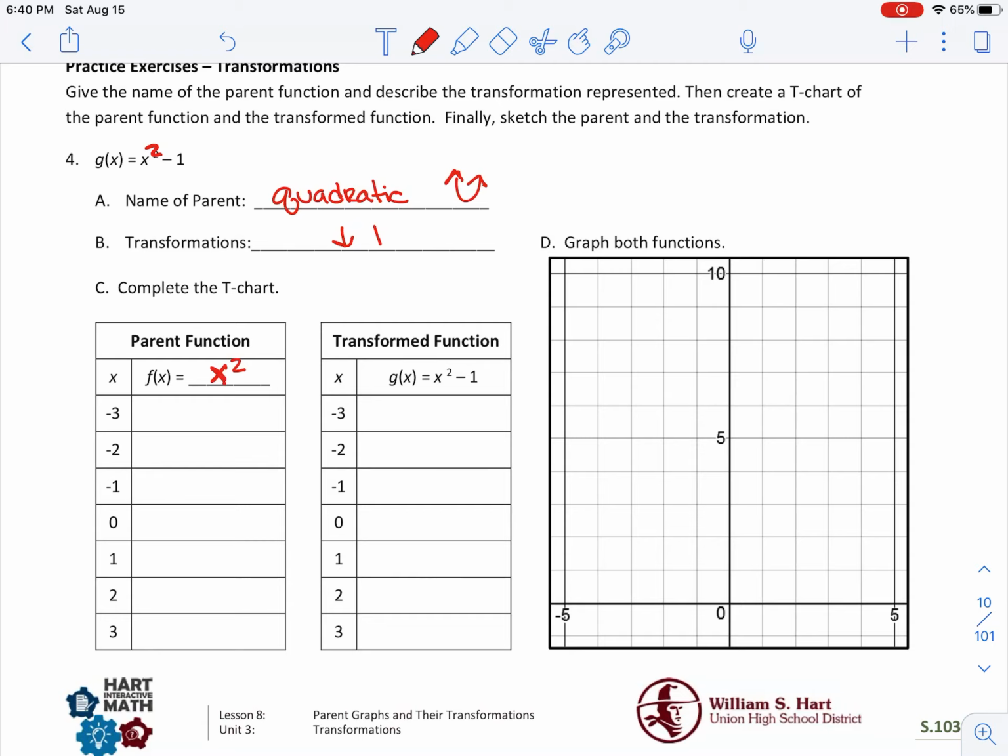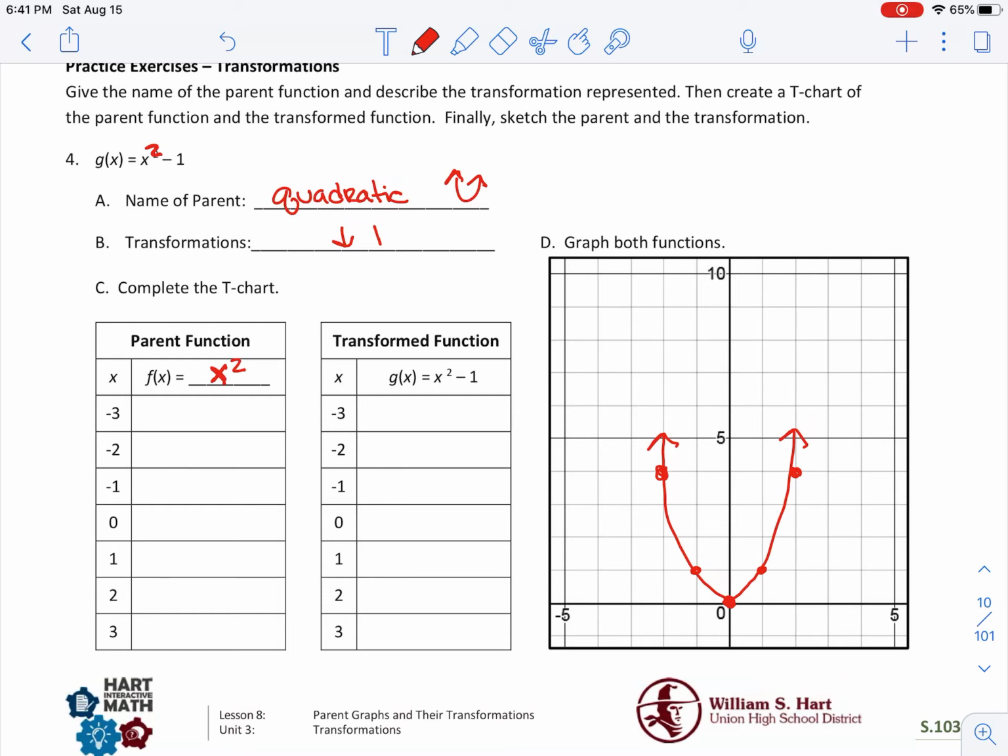Honestly, me personally, I don't use these XY charts. I memorize that it's a U shape. When I was in school, this was not how I was taught to do it. I was taught to use those XY charts. And trust me, if you memorize those original functions and then just move them around, it's so much easier.